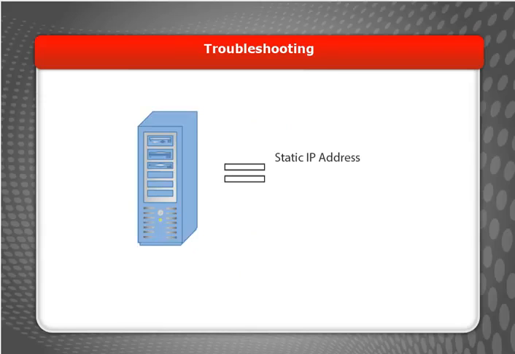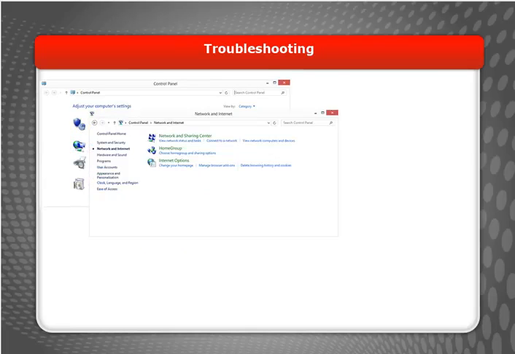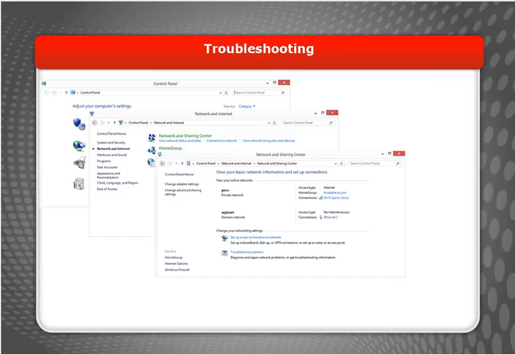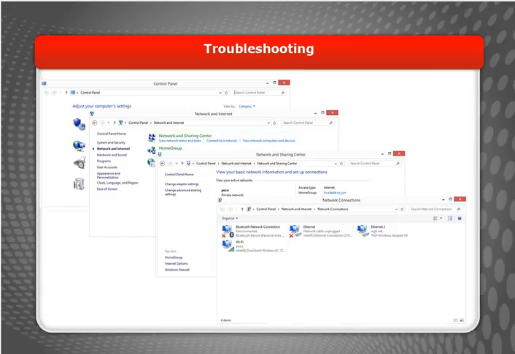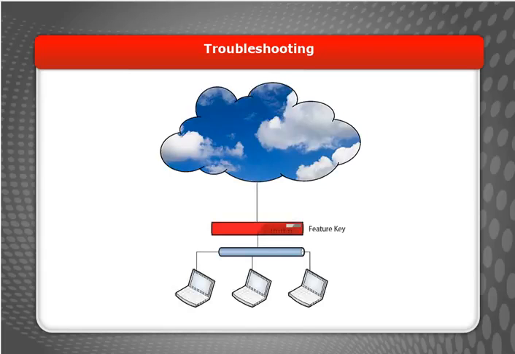If your computer uses a static IP address, or you did not enable DHCP for the trusted network, you might need to manually change your computer's IP address to be on the same subnet as the trusted interface. You can do this from the Windows Control Panel. If you have followed all these steps so far but still can't browse to the internet, it could be a problem with the device feature key. If you did not install the feature key in the wizard, you must do it now.